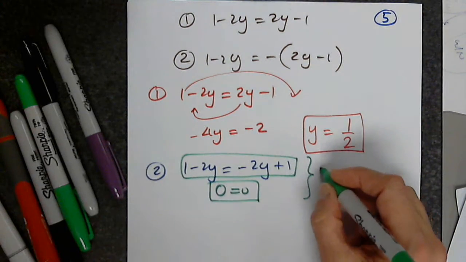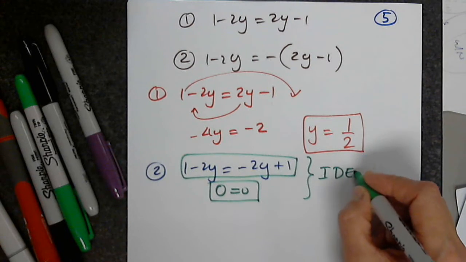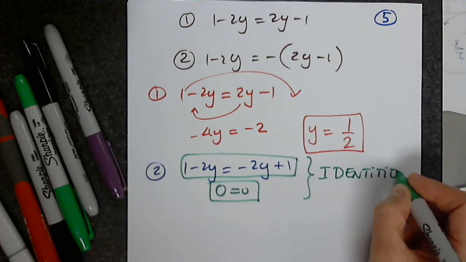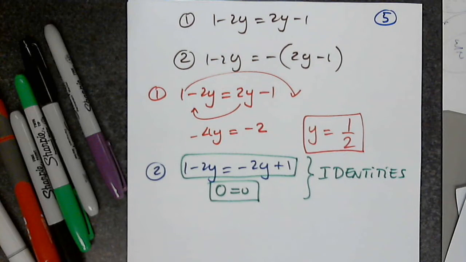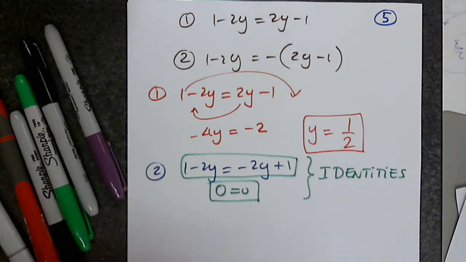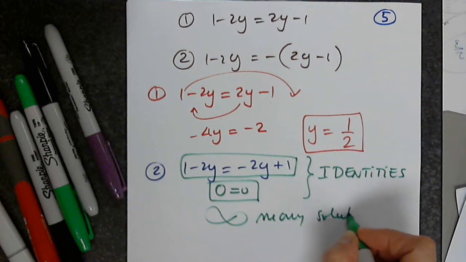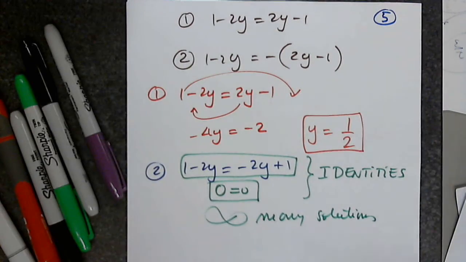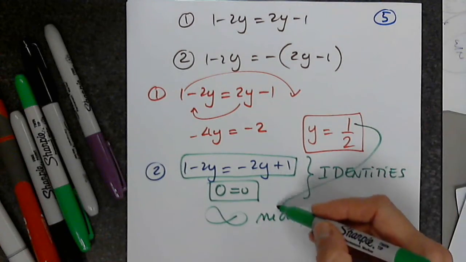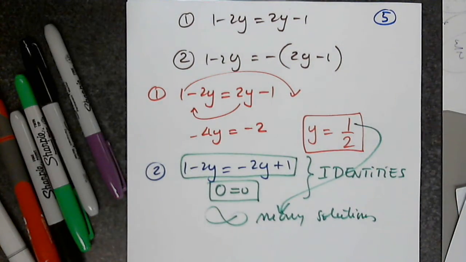Infinite solutions, but they are called, very good, identities. What does that mean? The left-hand side equals the right-hand side no matter what. It does not depend on x, it does not depend on y, it does not depend on anything. 0 will always be 0. So we will have to say infinitely many solutions. Of course, 1/2 is included in the infinitely many solutions. I don't have to write it again. It's already in here.